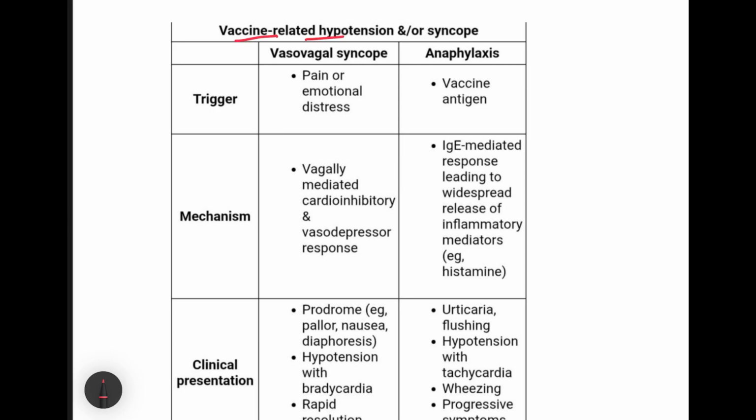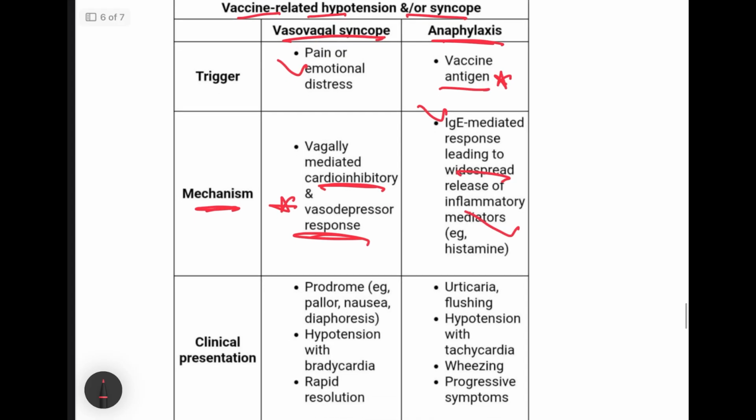After vaccination-related hypotension and syncope, we will relate how it is triggered. Vasovagal syncope is triggered by pain and emotional distress. The patients are so afraid and have a fear of injection. And anaphylaxis is when the vaccine antigen causes allergy. The mechanism of vasovagal syncope is a vagally mediated cardioinhibitory and vasodepressor response, due to decreasing sympathetic and increasing parasympathetic activity. In anaphylaxis, there is an IgE-mediated response leading to widespread release of inflammatory mediators.